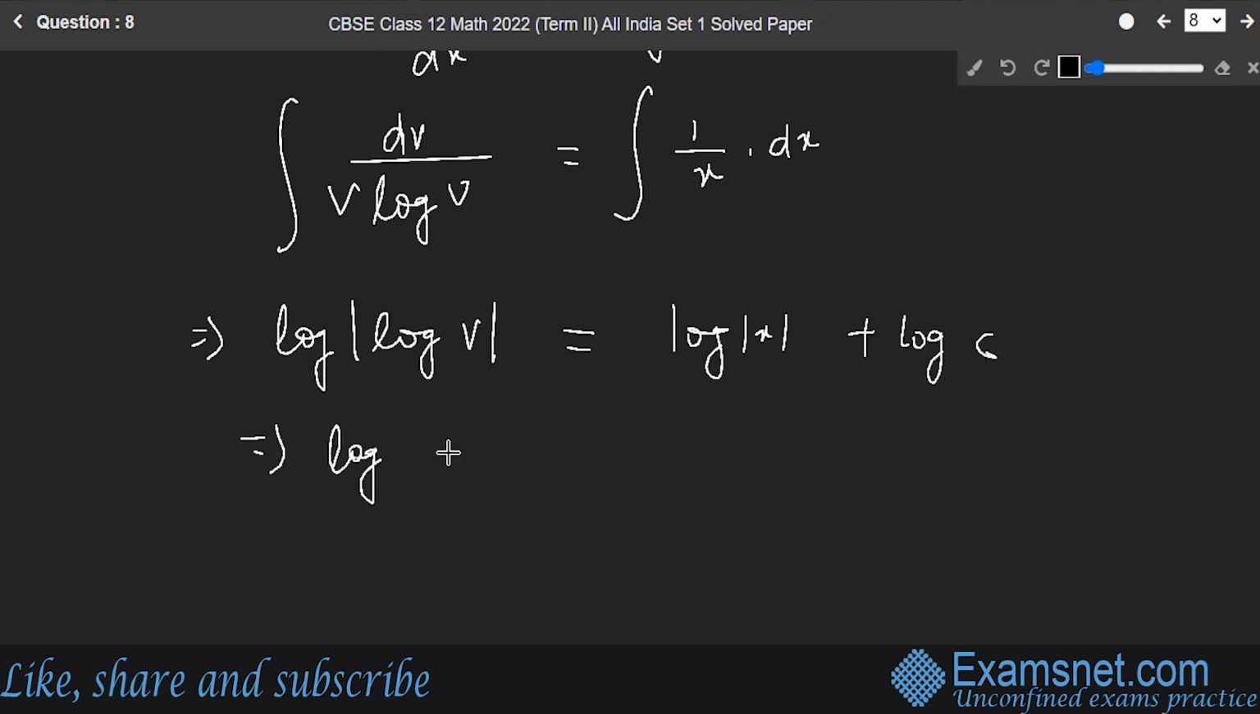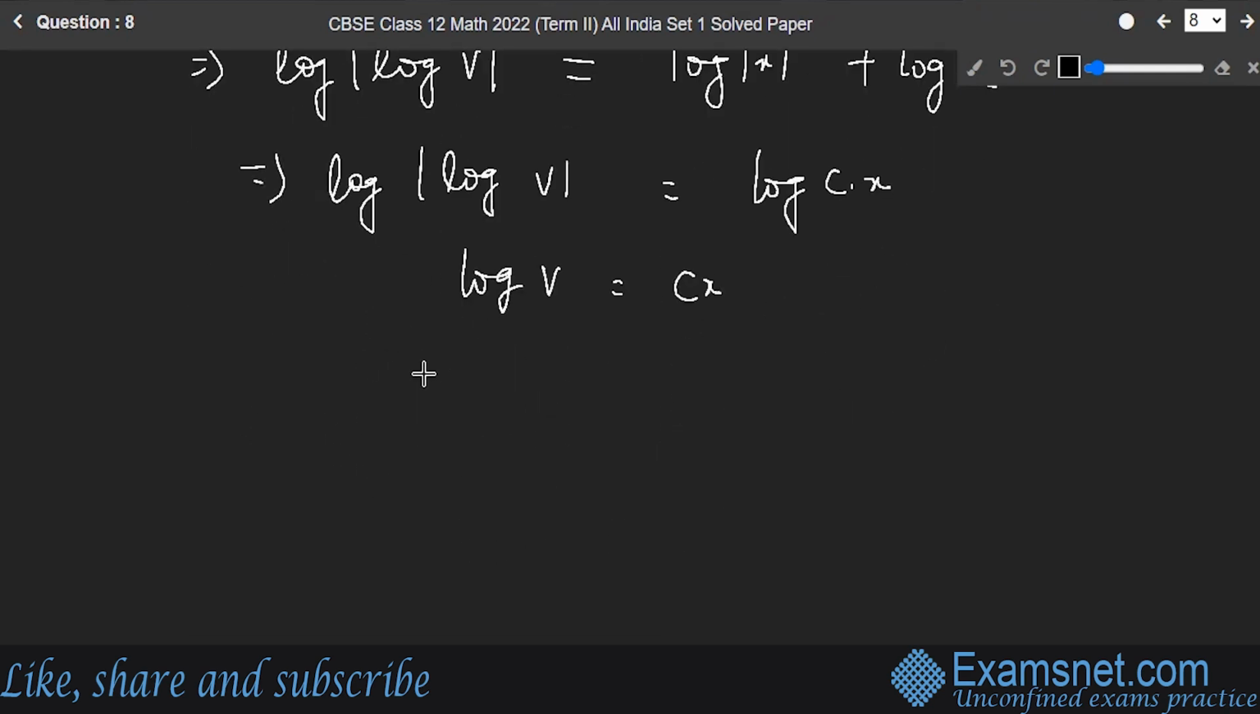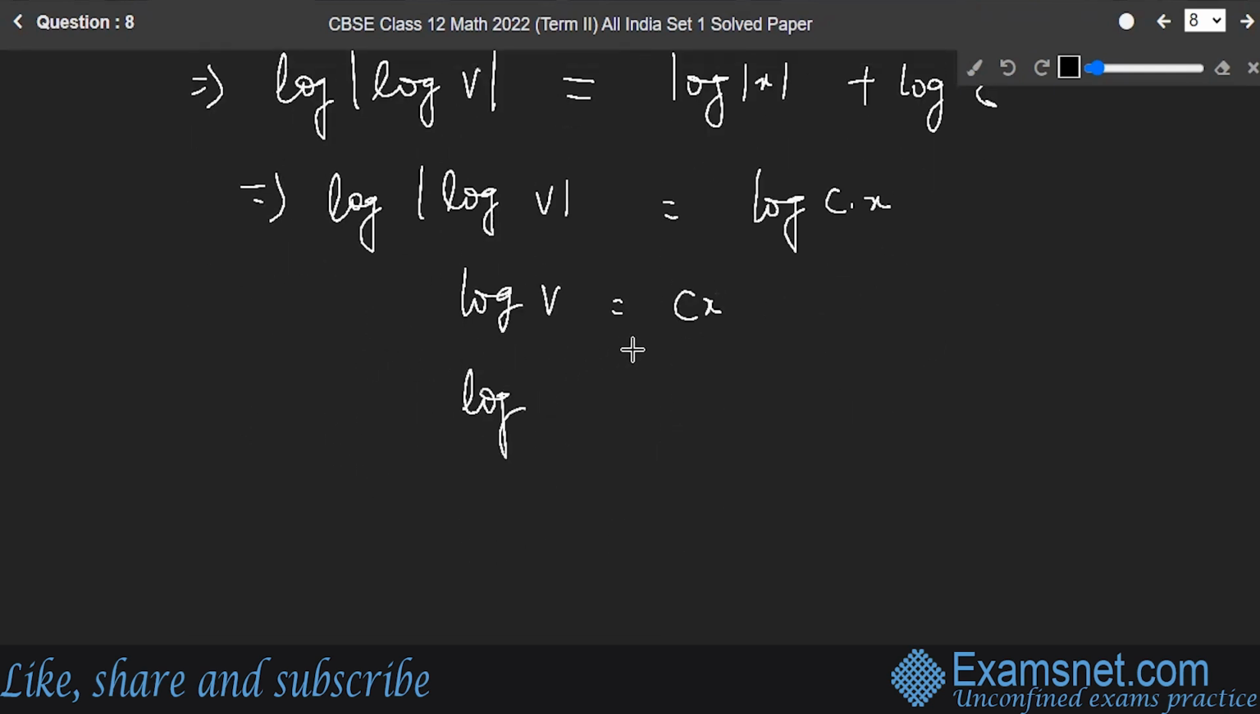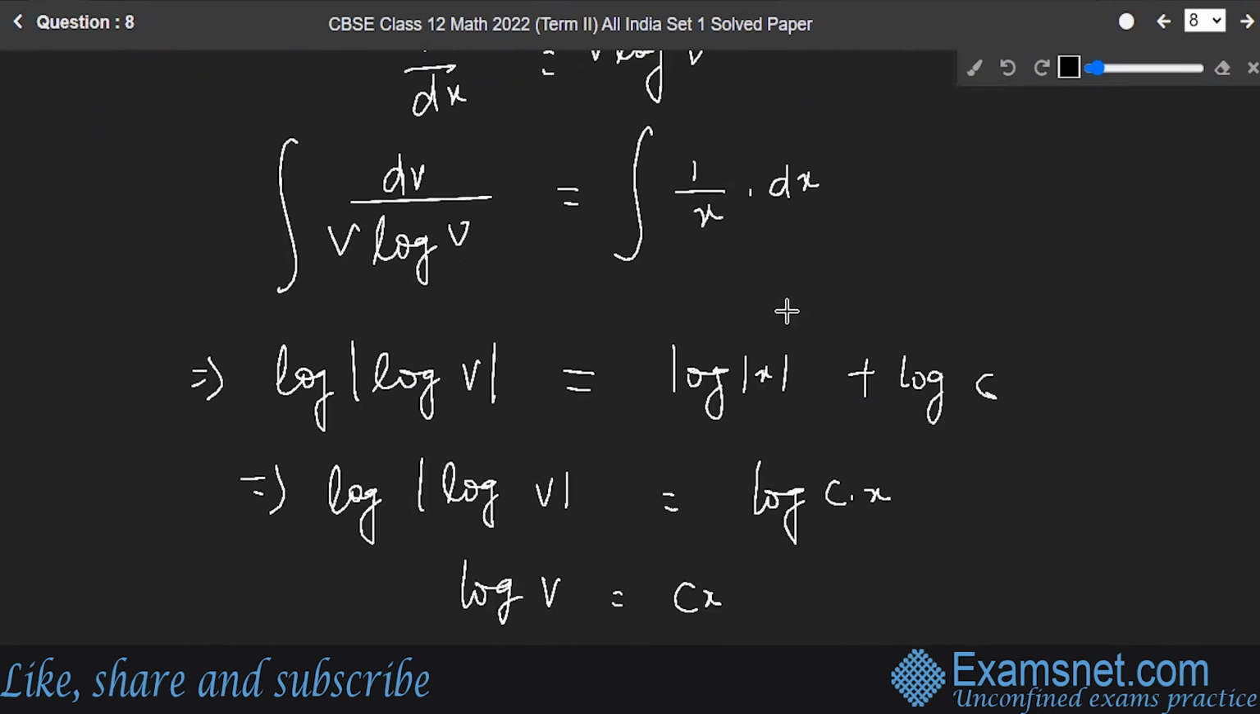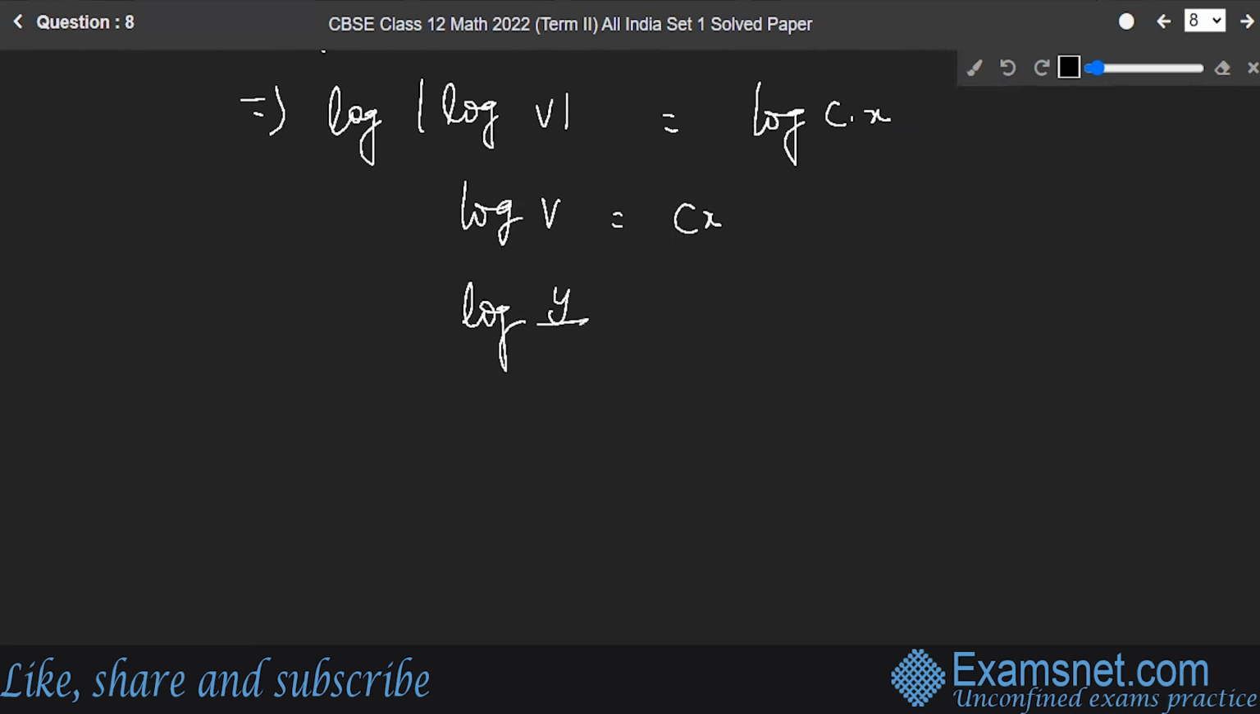So log v is equal to, here c and x will be multiplied, or you have log v is equal to cx. What was v equal to? v was equal to y upon x, see from here. So y upon x is equal to cx. This is the answer to the question. Hope you have understood that.